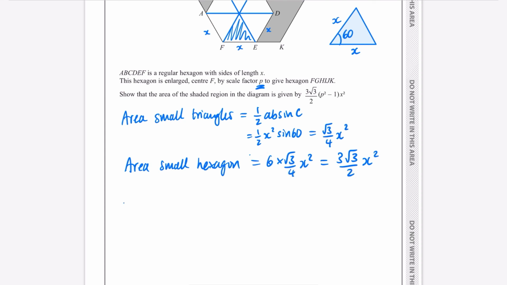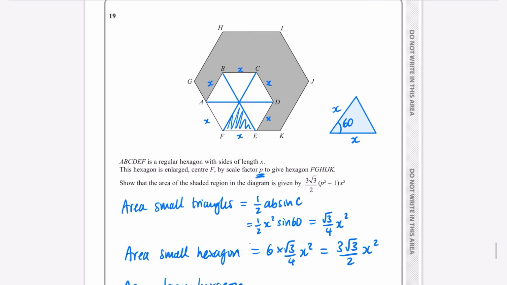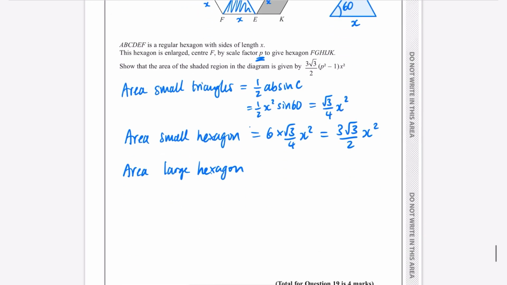Now we're going to think about the area of the large hexagon. Well, they've said that the scale factor is P. So the length scale factor is P, but we're talking about area. The area scale factor will be P squared. So that means that the area of the large hexagon is going to be 3 root 3 over 2 x squared multiplied by P squared. So in fact, I'm going to write 3 root 3 over 2 P squared x squared.